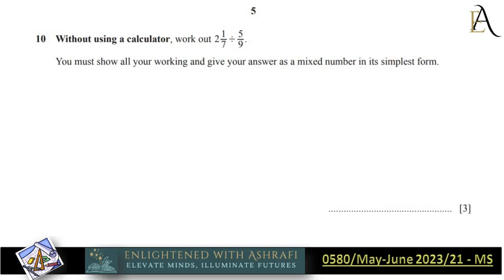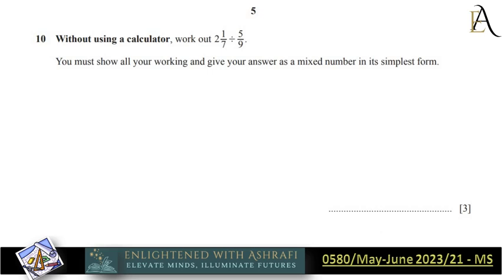Without using a calculator, work out 2 and 1 upon 7 divided by 5 upon 9. You must show all your working and give your answer as a mixed number in its simplest form. Usually when these kind of questions come, students panic and don't understand how to do it, because obviously there are no calculators used in this kind of questions, and one is a mixed fraction and the other one is a fraction. Don't panic, be relaxed, get to your basics and go step by step.